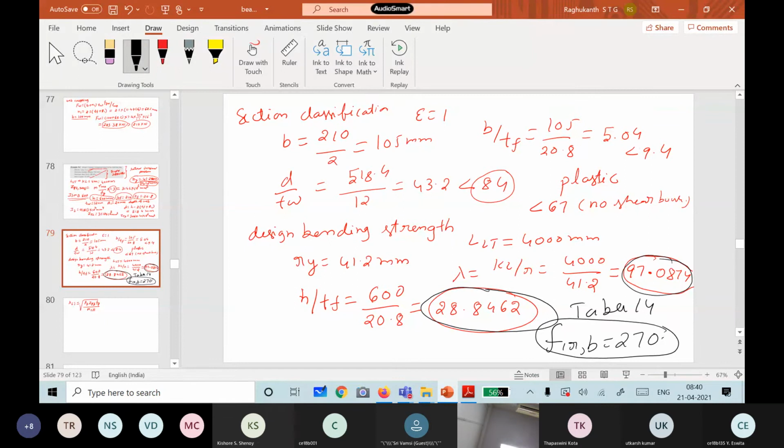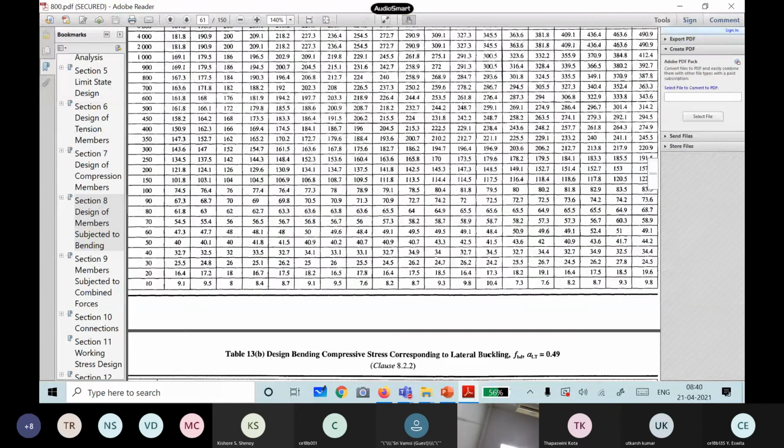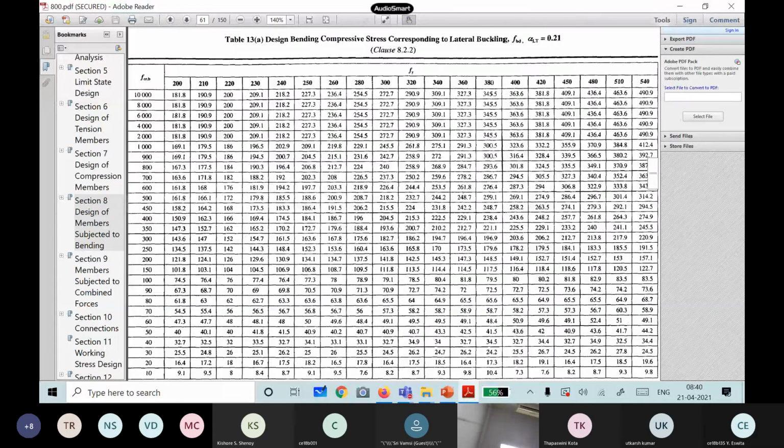So you go to this chart, and then here you have to assume alpha LT. Suppose if it is a rolled section, you have to see which table, the BRA. This is for 0.49. This is for 0.21. So which is a rolled section means which table, A or B, you will see.